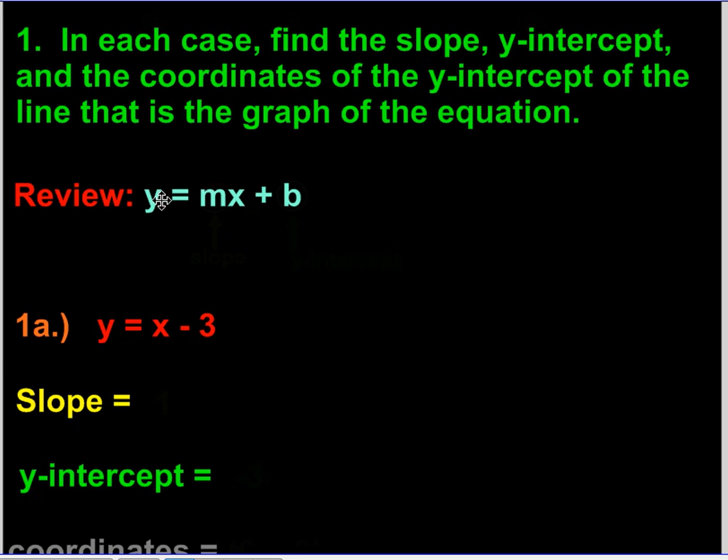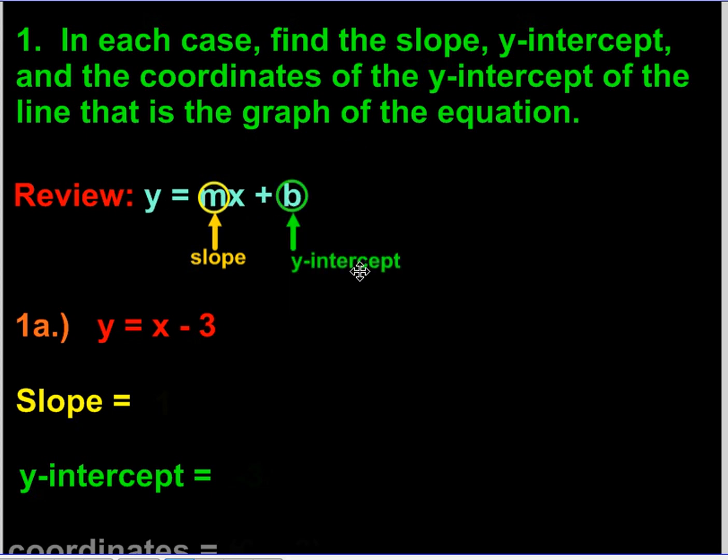So let's review by first going over what exactly is the formula for the slope. So we have y equals mx plus b. The m is the slope in this formula. So any number that represents the m, which basically means it's right next to the x, that's going to be your slope. Now the y-intercept, you might think it's something that's going to be over here, but it's not. It's actually the b. Why do they call it a b?